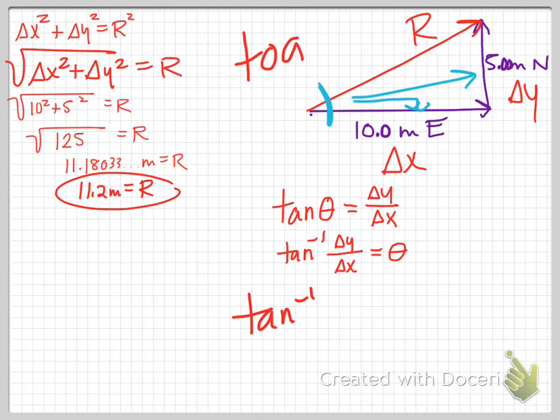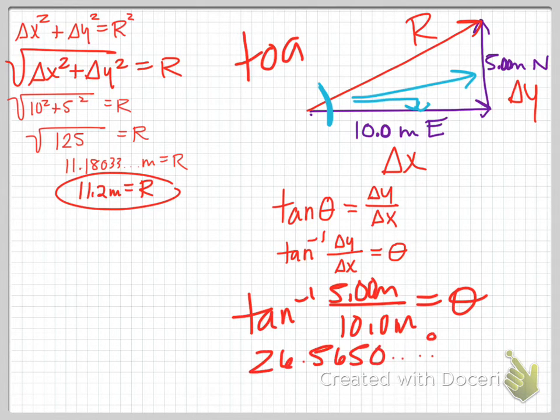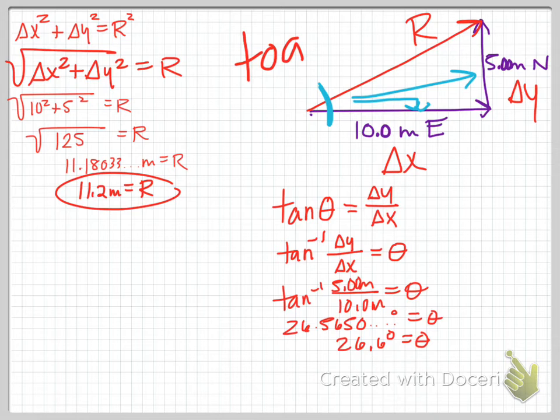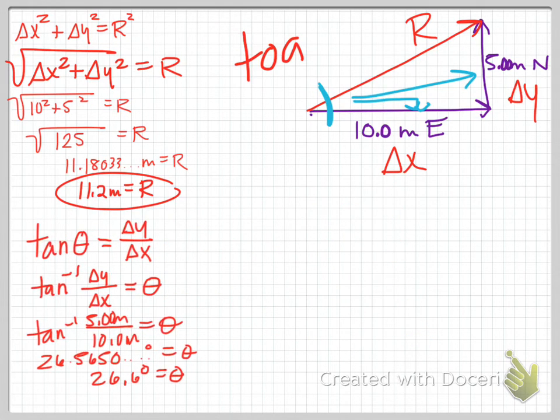So inverse tan of 5.00 meters over 10.0 meters equals theta. What's theta? Degrees equals theta with 3 sig figs, 26.6 degrees equals theta. Are we done? Perhaps you've all caught on that when I say, are we done, that's a short way of saying no. What else do we need to do?